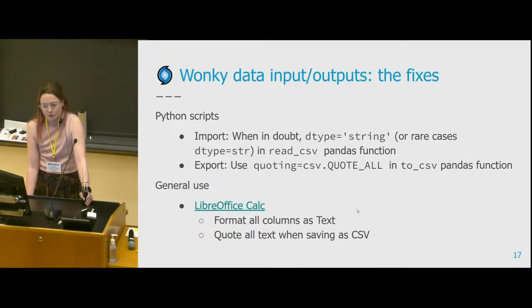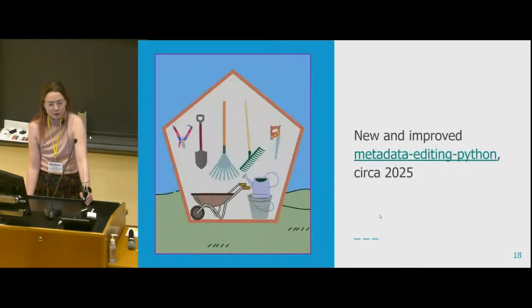Wonky data input outputs, this I'm still learning. Whenever I get encoding errors, I want to rip my hair out. But essentially, when in doubt, dtype equals string for pandas, and CSV quote all helps a lot. And it also helps a lot to save everything as text with quotes in LibreOffice Calc is my recommendation. So new and improved, my shed is organized.